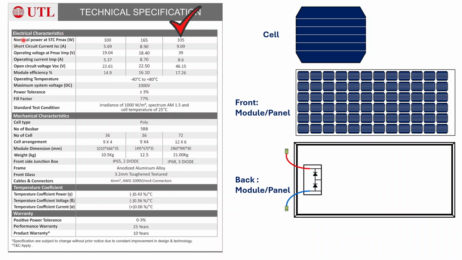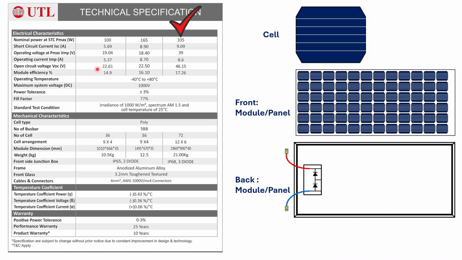First, nominal power at STC, P max, in watts. So this STC means standard test condition, which is irradiance of 1000 watt per meter square, spectrum AM 1.5, and cell temperature of 25 degrees C. So the first parameter shows here 100, 165, 335. This clearly means there are three different panels of 100 watt, 165 watt, and 335 watt each.